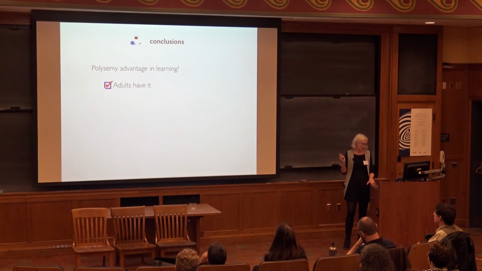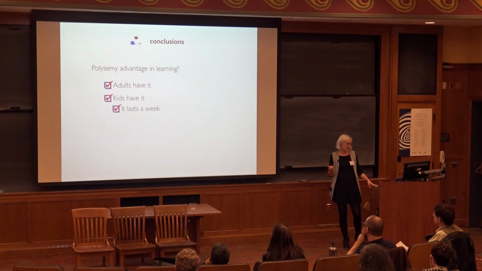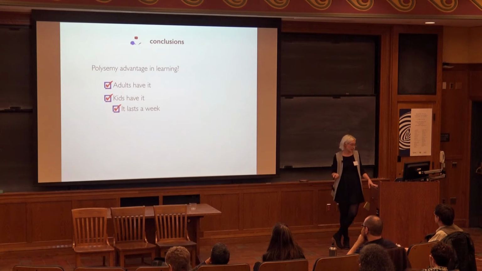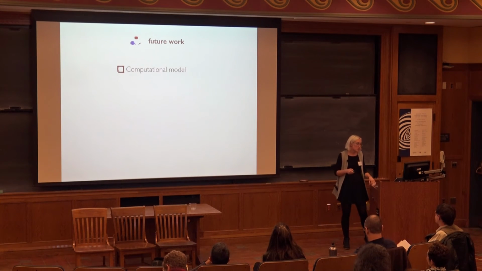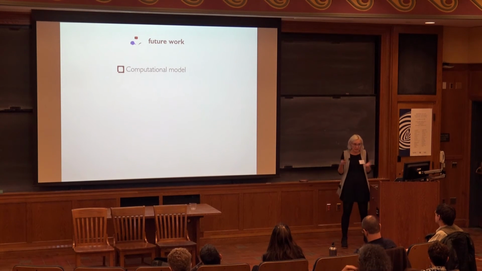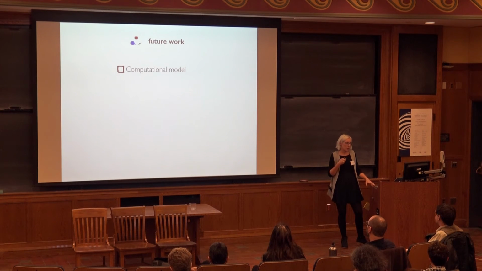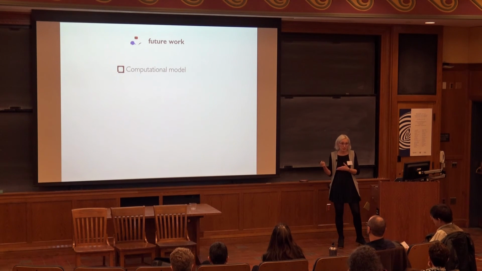So to conclude, is there a polysemy advantage in learning? Adults definitely have it. Kids have it, and it lasts a week. In terms of future work, we're really interested in building this into theories. Like I showed you, there's not a lot of room in existing theories to show how learning polysemous words could even be possible, let alone explaining it. So we're really interested in building a theory that actually capitalizes on this overlap the same way that children and adults do.